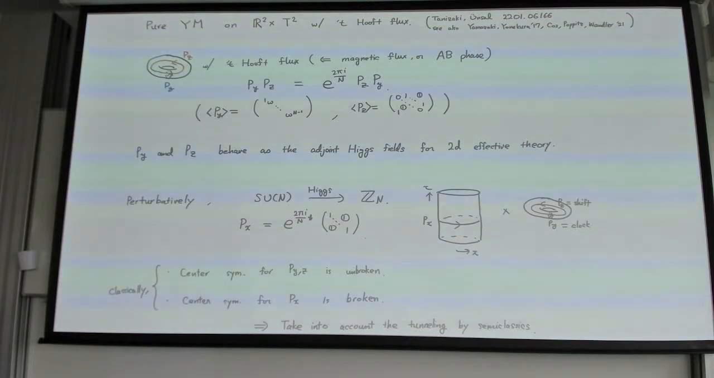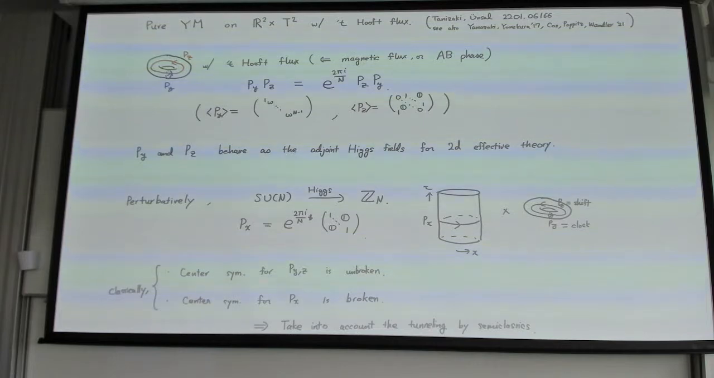With this Higgs expectation value, SU(N) is broken to its center element. That means that if you compactify one of the R^2 directions, let's say the X direction, then the other Polyakov loop P_x should be proportional to the identity. So this is what this Higgsing means. So although the center symmetries for the small T^2 directions are both unbroken, the center symmetry in the R^2, or uncompactified, direction is spontaneously broken. This is the classical nature of this compactified setup.